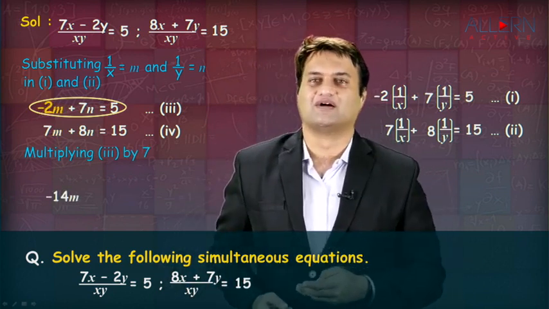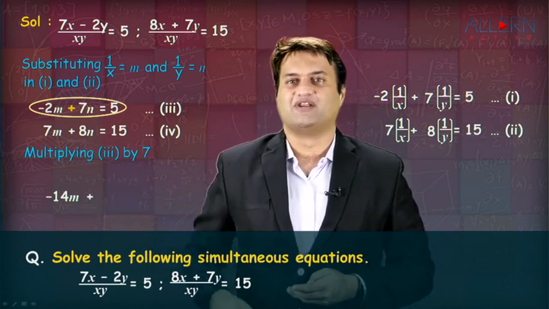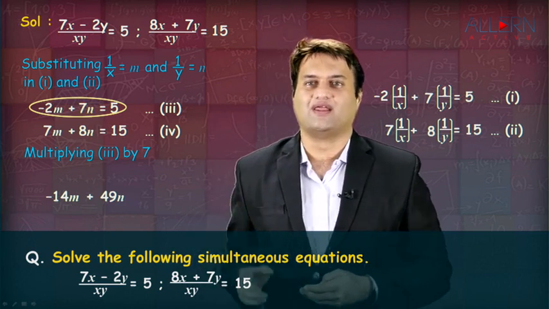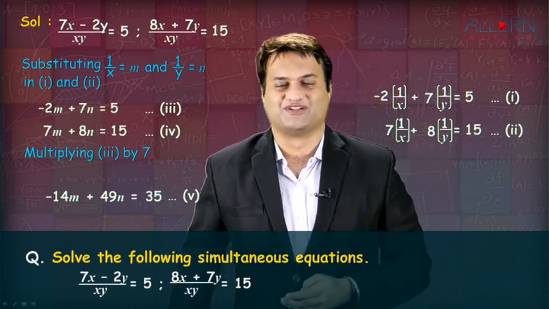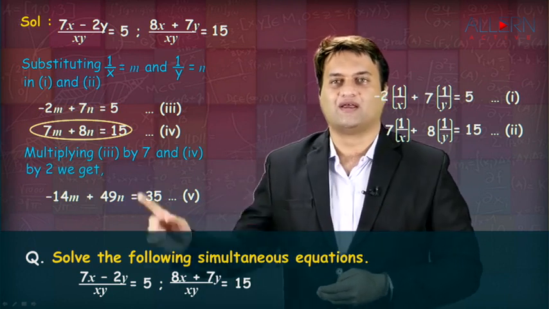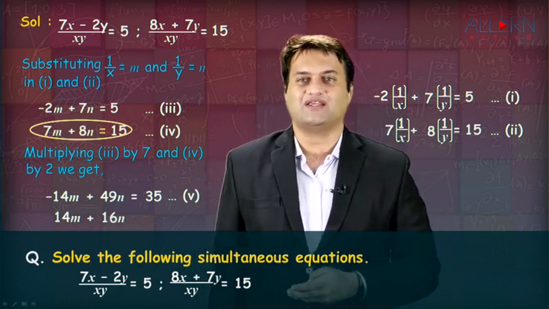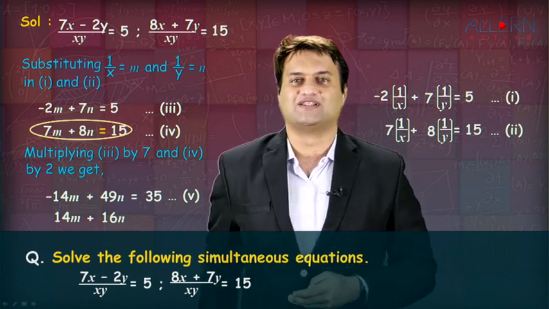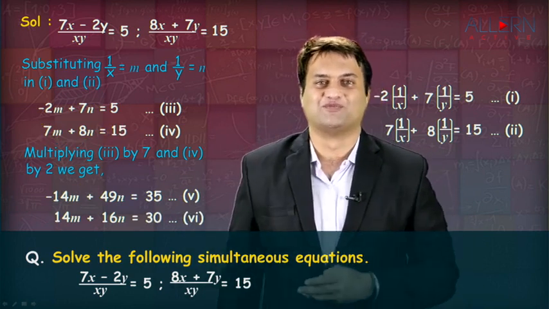So, let us multiply the third equation by 7. You get minus 14m plus 7 into 7 is 49n is equal to 5 into 7, that is 35. Let this be the fifth equation. Now, let us multiply the fourth equation by 2. We get 7 into 2 is 14m, 8n into 2 is 16n, and 15 into 2 is 30. That is your equation number 6.